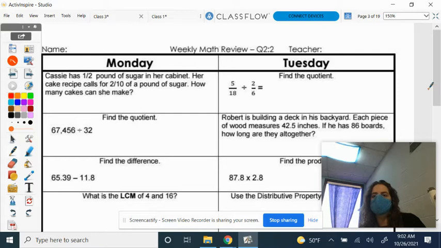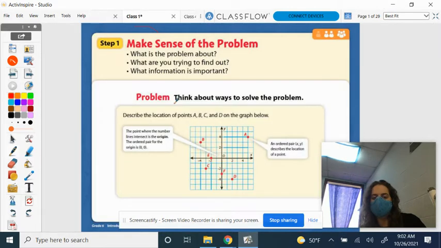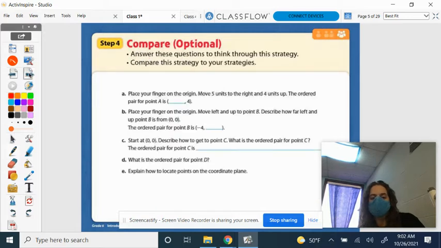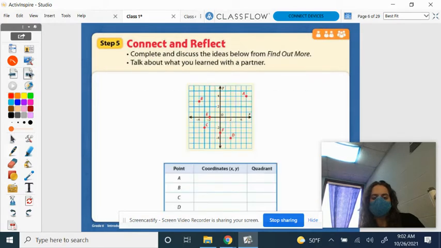So, if there's no more questions, we're going to go ahead and start on the book today. Any other questions? Okay, so put up the bell work. Today you are on page 130.